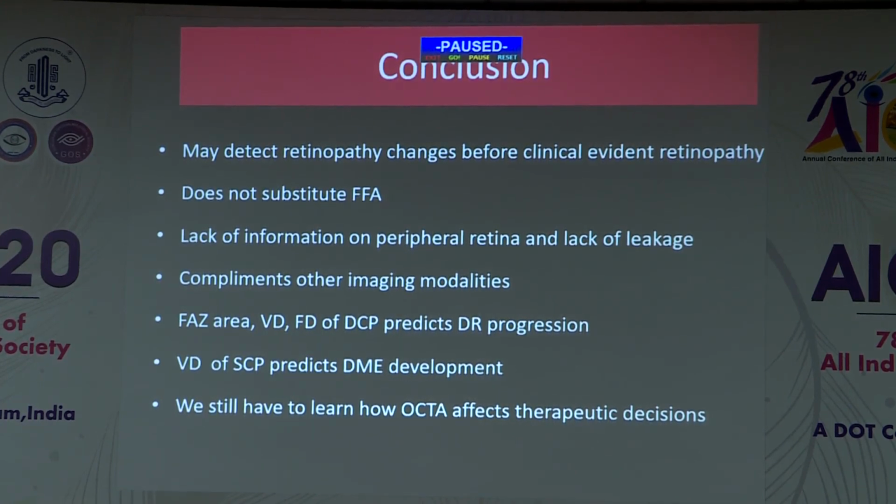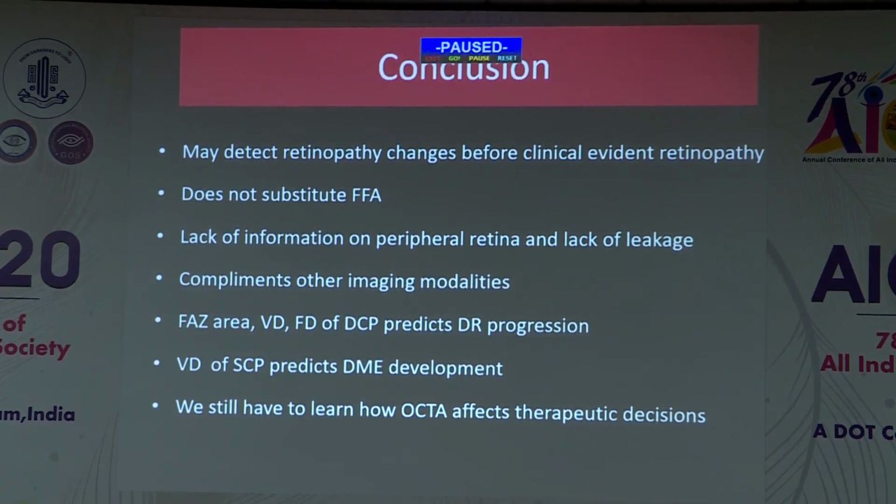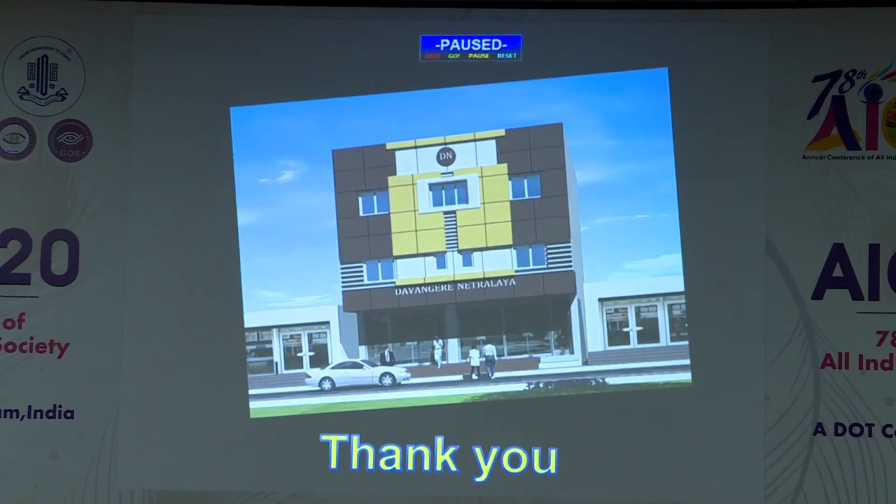It complements the other imaging modalities. Perfusion, FAZ areas, vessel density, flow density, and especially the deep capillary plexus predict diabetic retinopathy progression. We still have to learn a lot on how OCTA affects the therapeutic decision. It is an evolving technology. You can alter it according to your convenience and get the results out of it. Thank you.